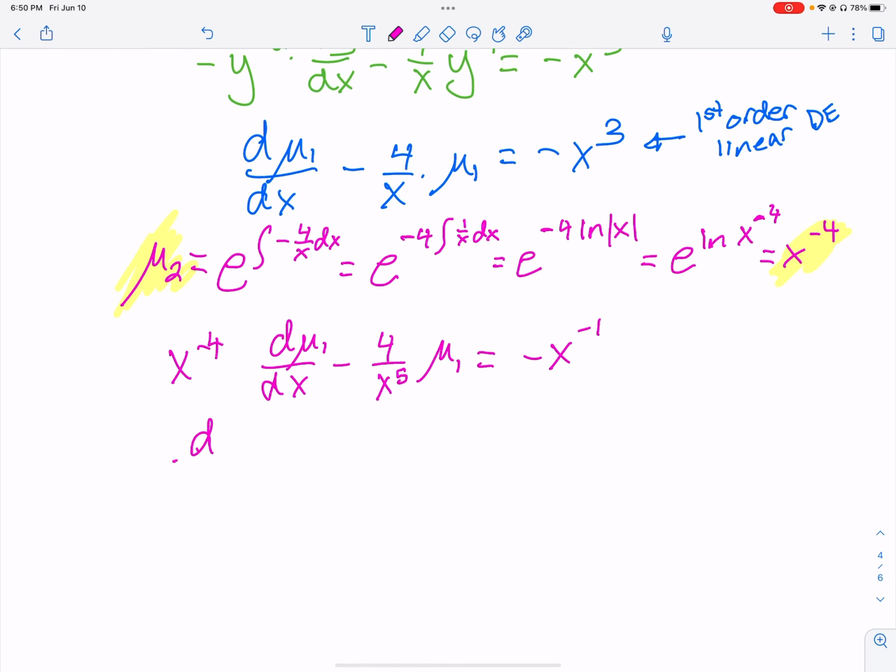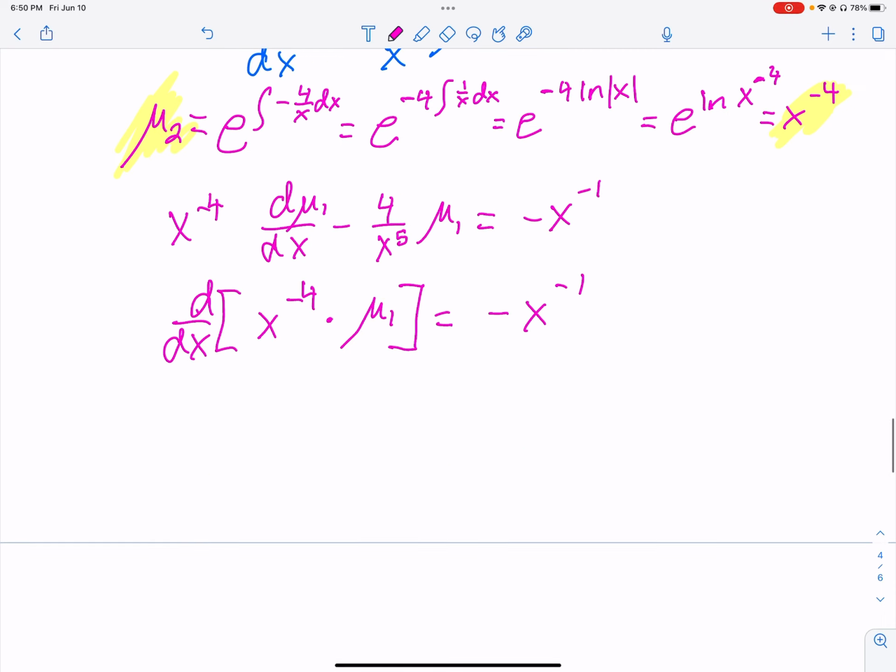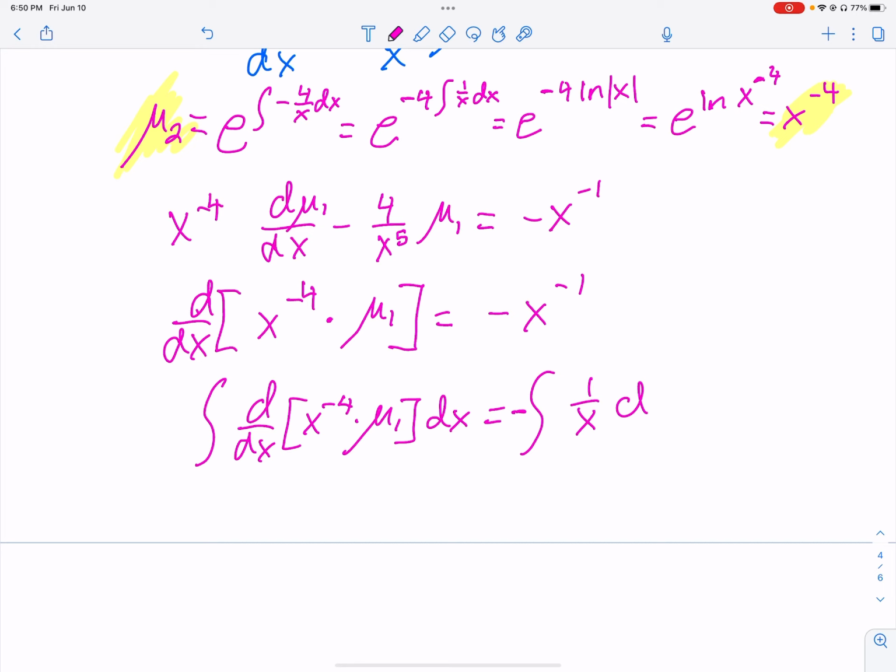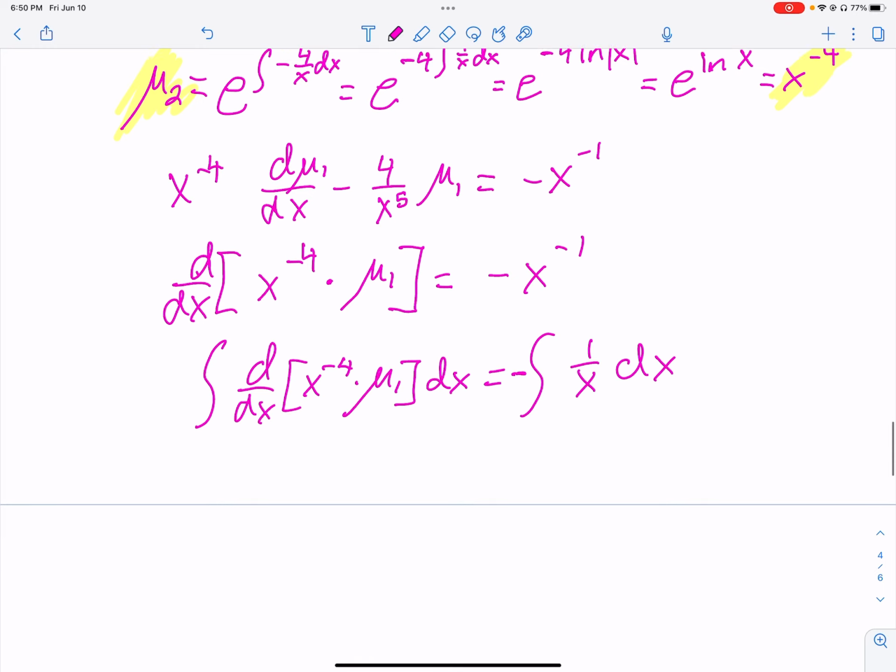All right, this is the product rule. You should double check it. I have the integrating factor times mu1, and that is our dependent variable. Check the product rule. You should stop and check that. The right side doesn't change. Now I take the integral of both sides. I'm going to bring this negative out. It's 1 over x dx. That's what x to the negative 1 means.